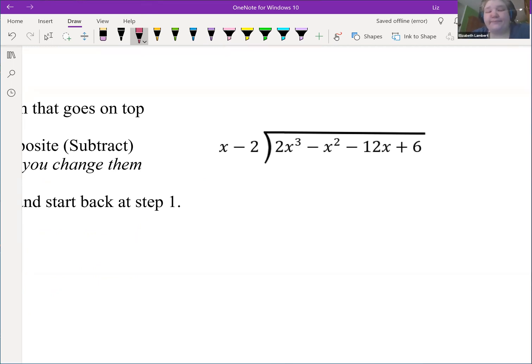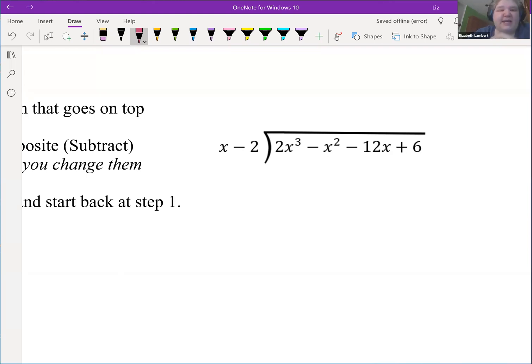Just FYI. All right, so now we are looking at 2x cubed minus x squared minus 12x plus 6, and we are going to divide that by x minus 2. So we have our dividend, which is the thing inside, or would be on top of the fraction. The divisor is the thing outside, or the thing that would be on the bottom if we wrote it as a fraction. Then we are going to get the quotient, which is our result up top, and the remainder.